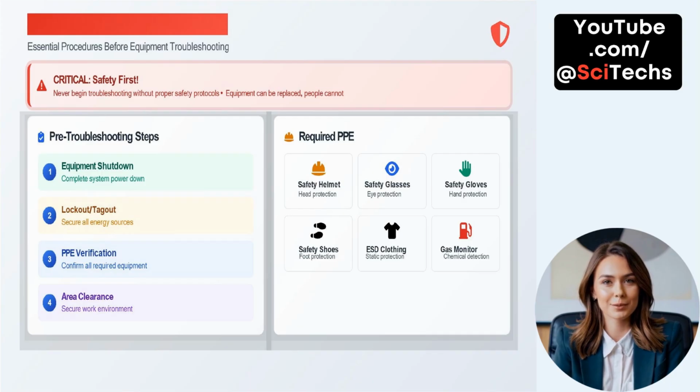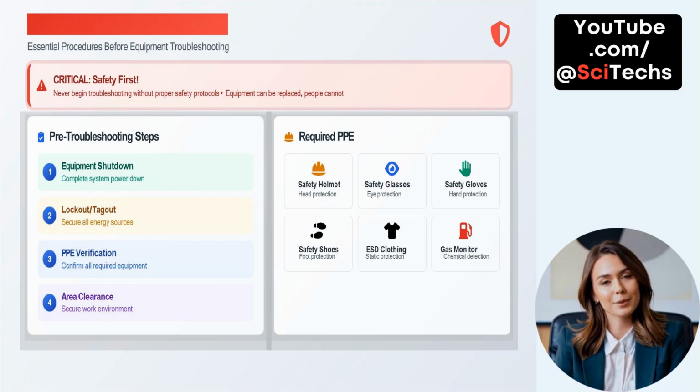The first step is a complete equipment shutdown. This means powering down the system fully to eliminate any active hazards. Next is lockout-tagout, which ensures all energy sources are securely isolated and labeled, protecting against accidental startup. After that, perform PPE verification. Confirm that the required personal protective equipment is on hand and in use. Finally, clear the work area of unnecessary items and people to maintain a safe and organized environment.